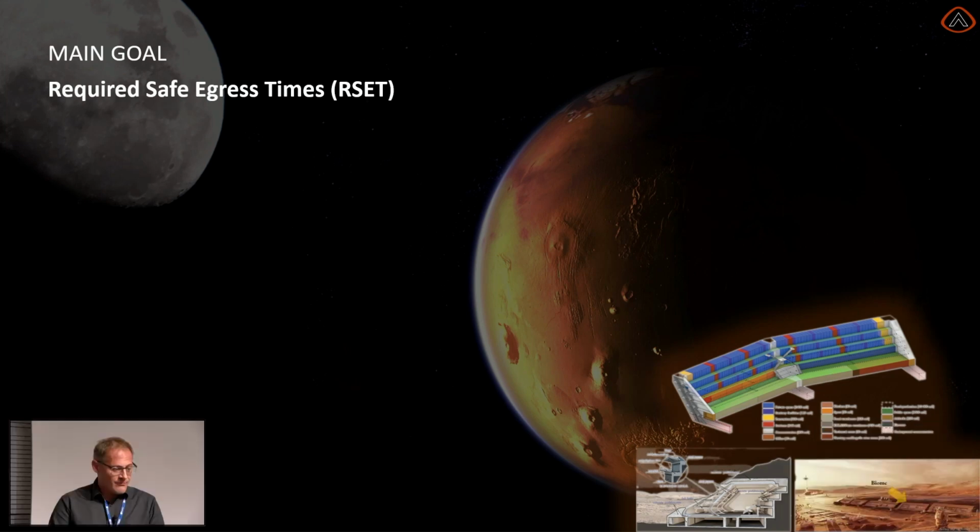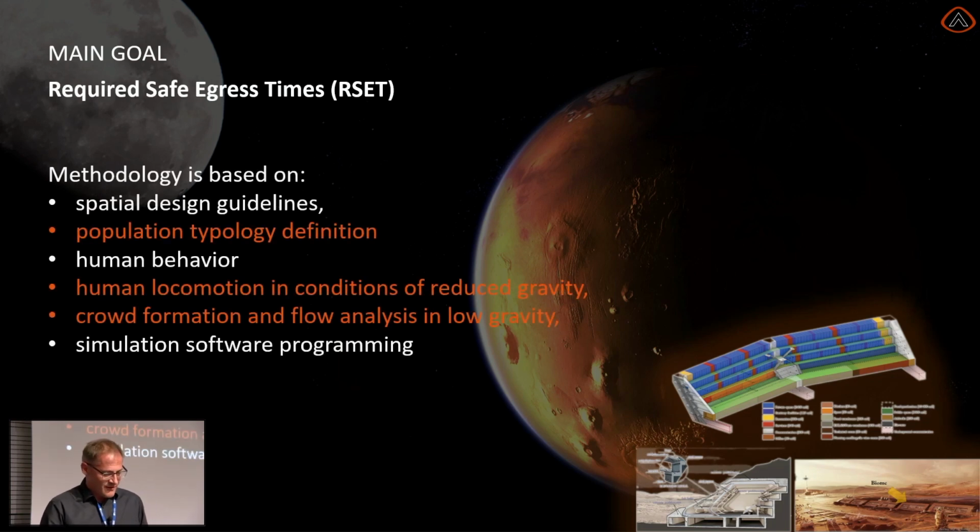So the main goal of this research is to establish required safe egress time for different habitat sizes, and also to provide heightened guidelines for future habitat designers and mission planners. The methodology is based on spatial design guidelines, population typology definition, human behavior, human locomotion, and crowd formation in conditions of low gravity. And also simulation software programming techniques.